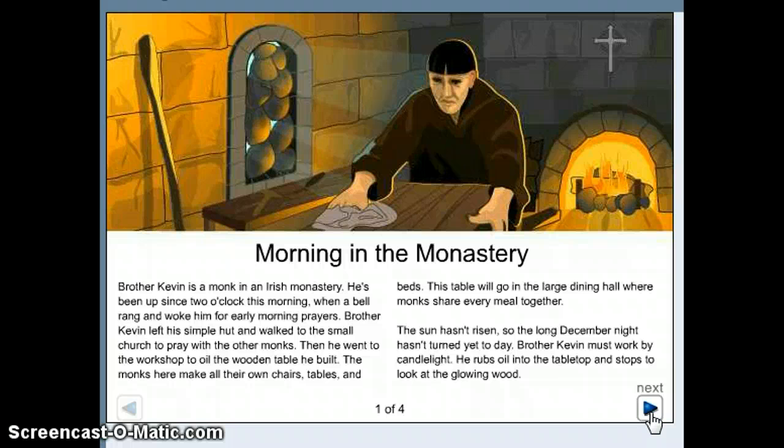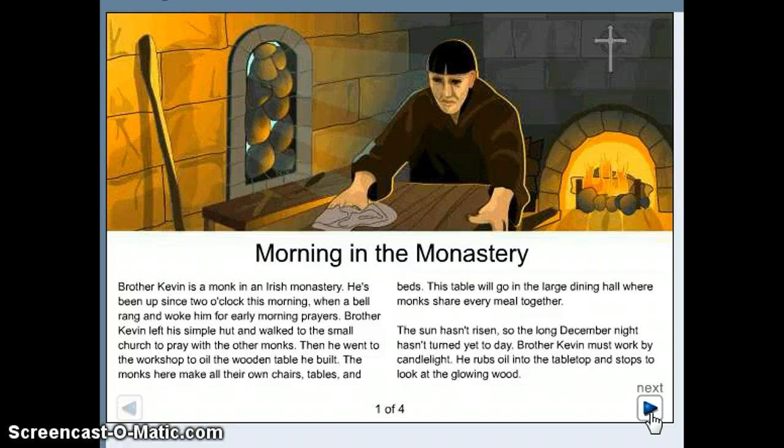Brother Kevin is a monk in an Irish monastery. He's been up since 2 o'clock this morning when a bell rang and woke him for early morning prayers. Brother Kevin left his simple hut and walked to the small church to pray with the other monks. Then he went to the workshop to oil the wooden table he built. The monks here make all their own chairs, tables, and beds. This table will go in the large dining hall where monks share every meal together.